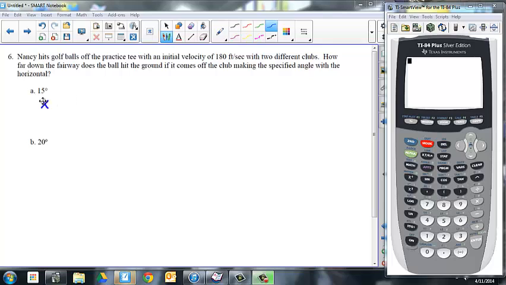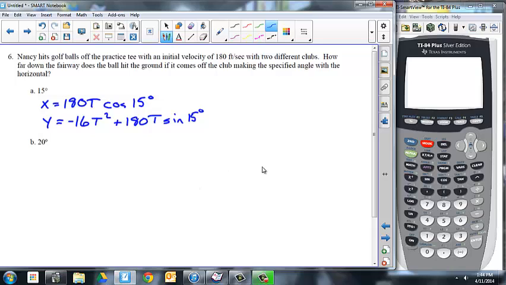I know that the X value here is going to be just the cosine portion of this. So we're going to do 180t times the cosine of my angle, which is in this case 15 degrees. Now y equals, now this vertical component has to consider gravity, so negative 16t squared plus the initial velocity, this is the vertical velocity, so it's 180t times the sine of 15 degrees. And then we also have to add in the initial height of the golf ball. Well, we're assuming it's being hit off the ground. Maybe that requires a little golf knowledge, but we're going to just go with 0.